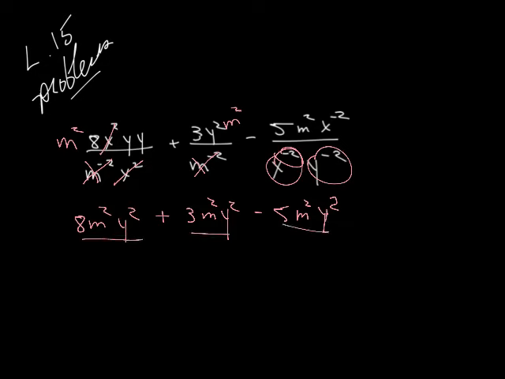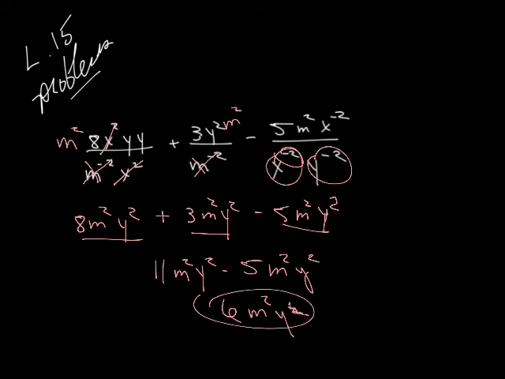I have like terms. So 8 plus 3 is 11. Minus 5. 11 minus 5 is 6. Okay, well, that didn't look like a 2. All right, so that ends up being your answer.